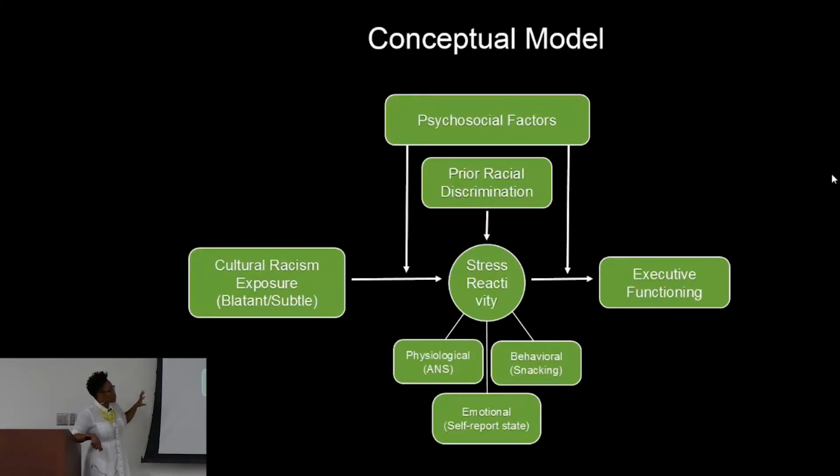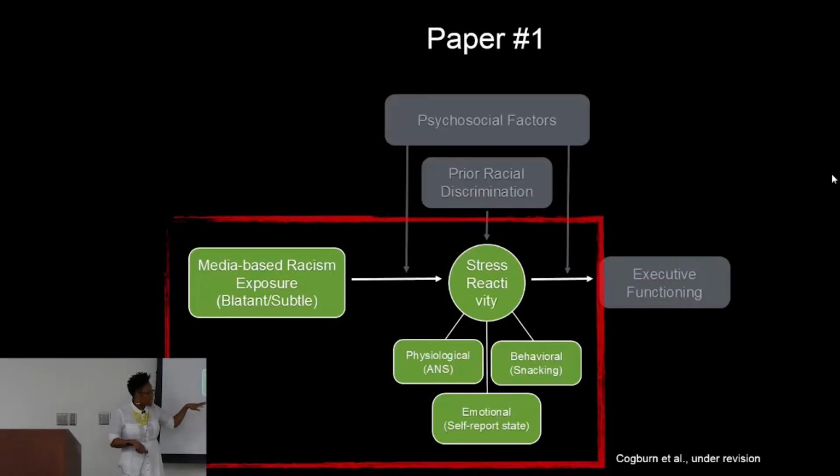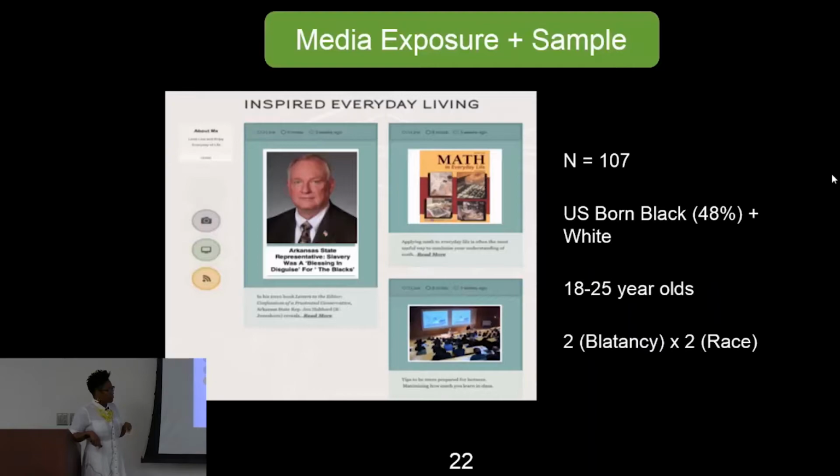So this is a representation of the broader model, but again, I'm thinking about cultural racism, and media-based racism as a specific form of cultural racism exposure, and I'm looking at stress reactivity in these three different ways. This is the first paper that's coming out of this work that's under revision now. So we try to represent this in the form of a blog.